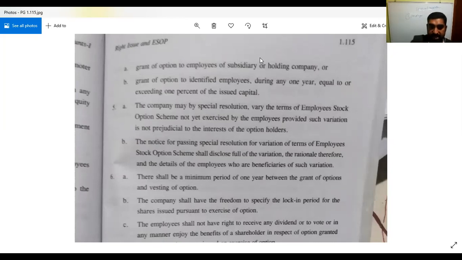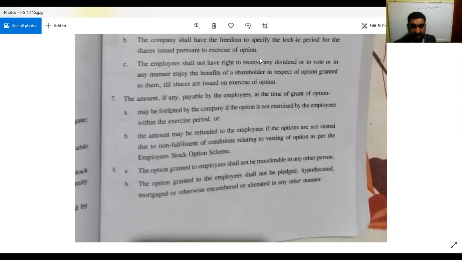Then the employees shall not have the right to receive any dividend or to vote or in any manner enjoy the benefits of a shareholder in respect of such an option granted to them till the shares are issued on exercise of the option. So employees shall not have the right to receive any dividend within this period. Okay, ഈ ESOP സ്കീമിലെ ടൈം പീരീഡില് such employees shall not have any right to receive the dividend or to vote or in any manner enjoy the benefits of a shareholder in respect of the options that are granted to them till the shares are issued on exercise of the option.